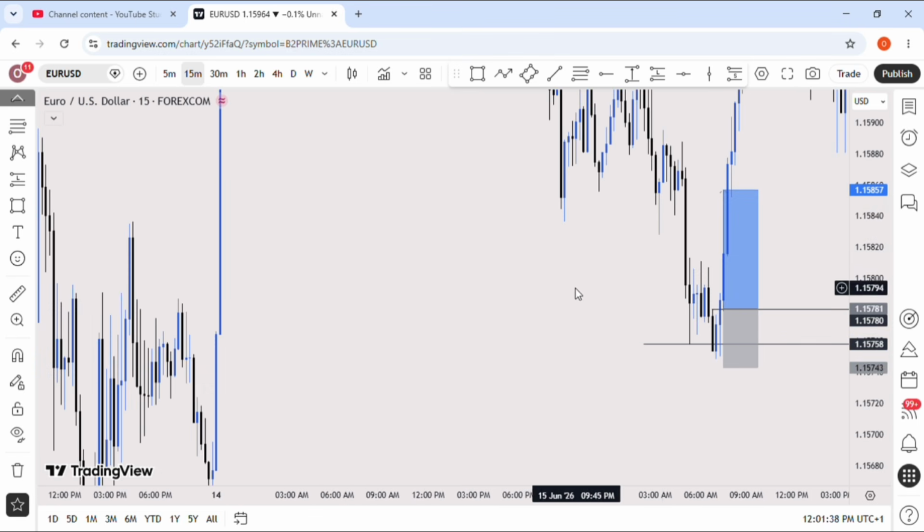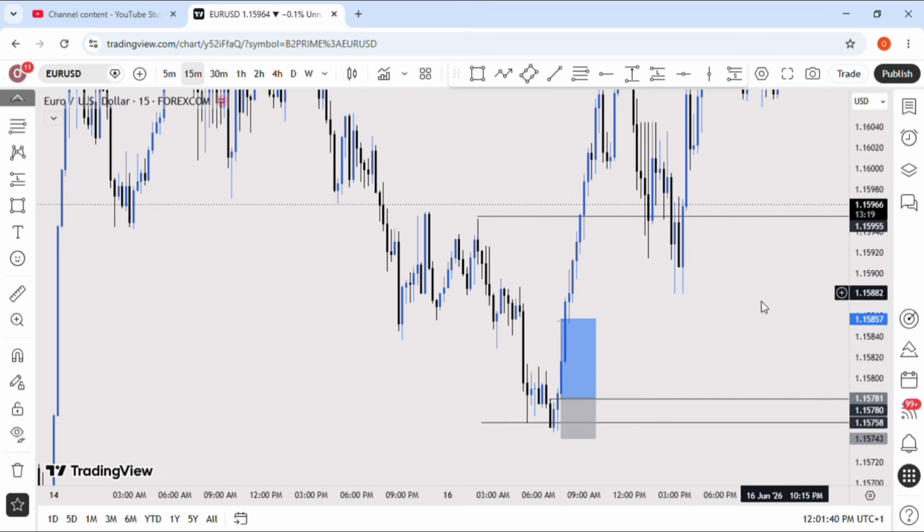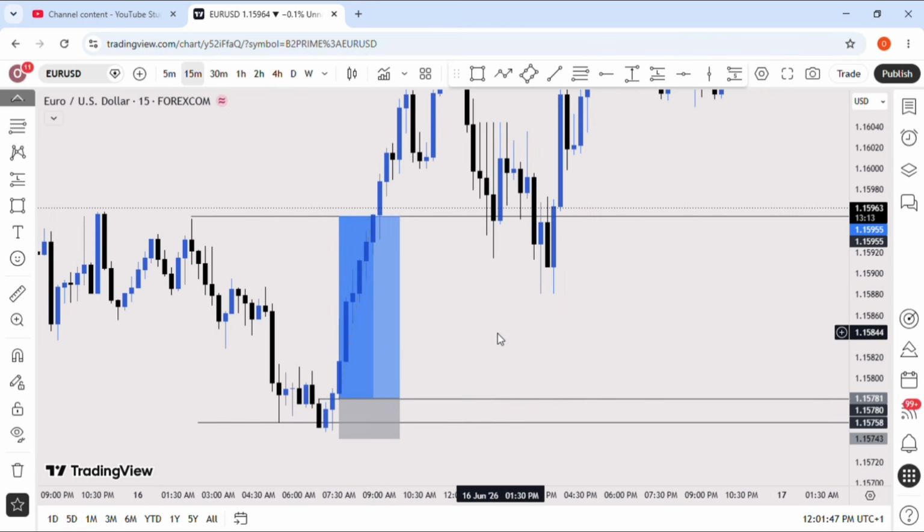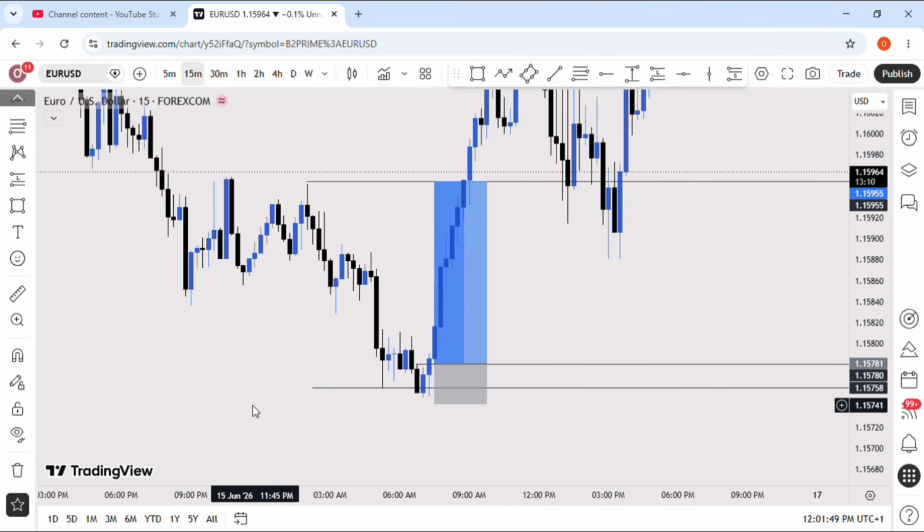Stop loss should be below and our TP should be above here. You can see this gave us what? A 1:4 risk to reward ratio. As sweet as that. I can show you this pattern again and again and again. Let me show you another one, guys.